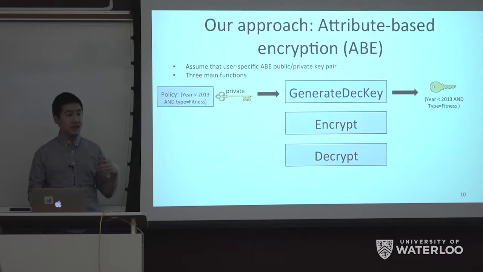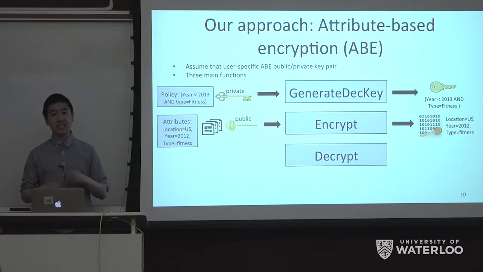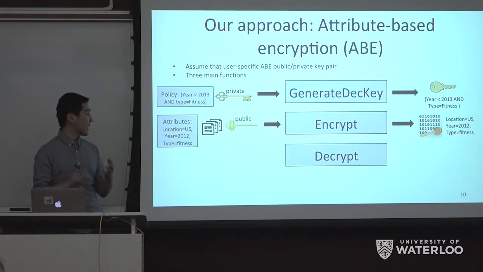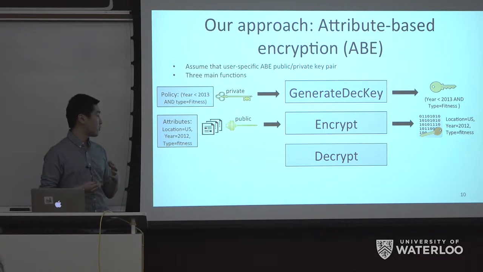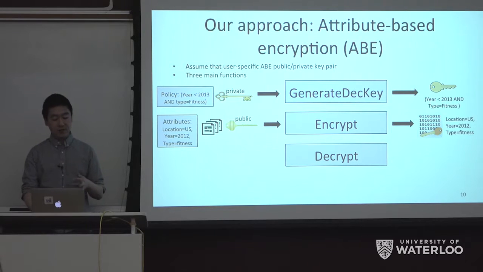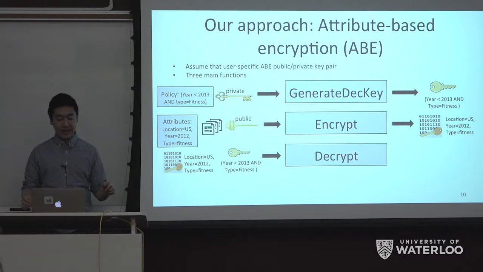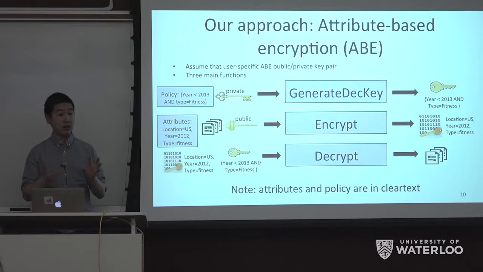And then second is the encrypt function, which takes in attributes, the clear text data, and ABE public key, and outputs a ciphertext. So examples of attributes are key value pairs, such as location equals US, year equals 2012, and type equals fitness. So finally, there is a decrypt function that takes in a ciphertext and a policy, and it only decrypts the ciphertext if the ciphertext attributes satisfy the key policy. One important thing to note in ABE is that these attributes and policies are all in clear text.